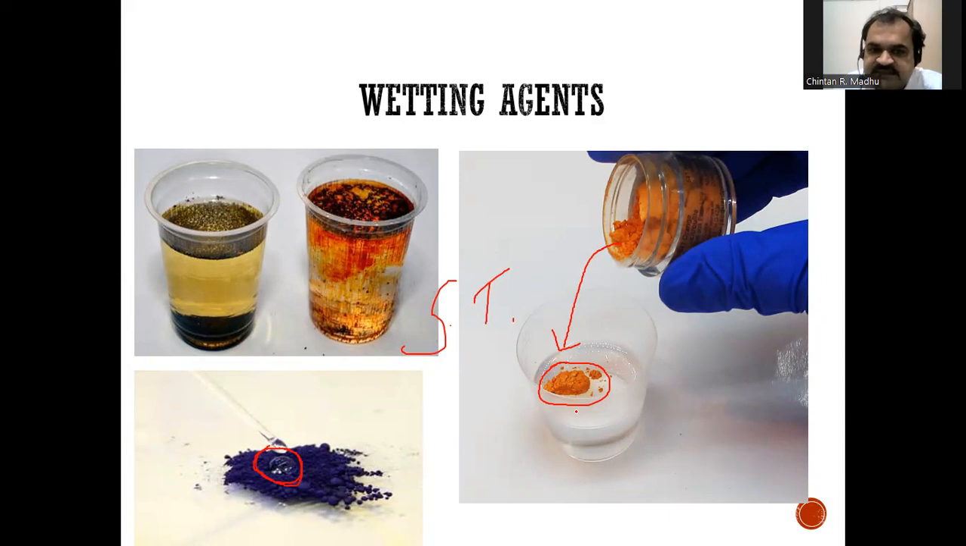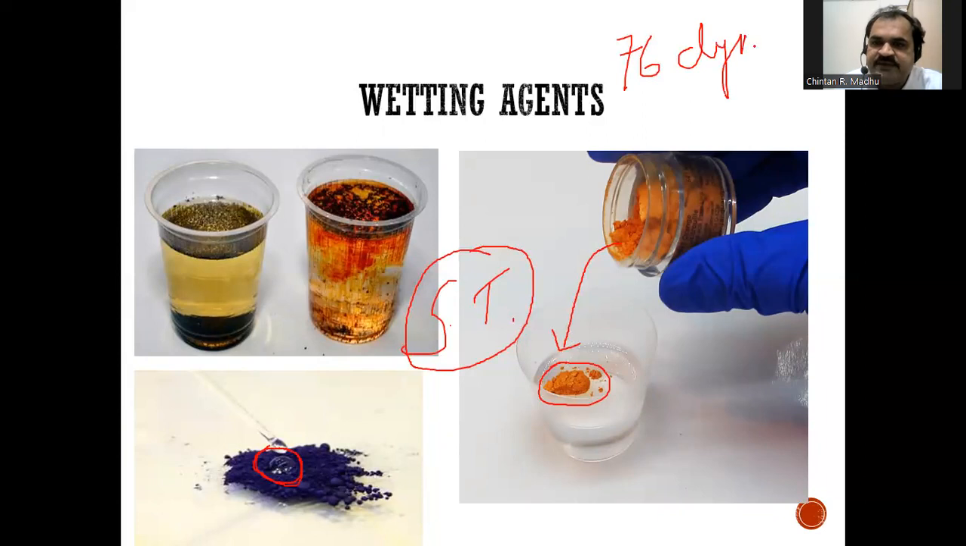That surface tension will oppose the dye particle entering your bath. That is the work of the surface tension of water, which is 696 dyne per centimeter. This is the surface tension of water. So what is the wetting agent doing? The wetting agent is reducing this surface tension so your dye particle can enter, otherwise you will see it like this.